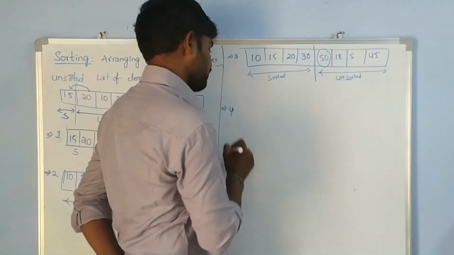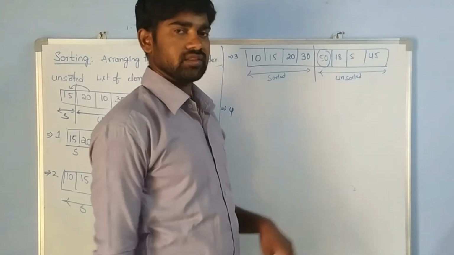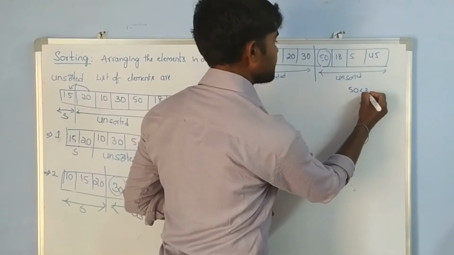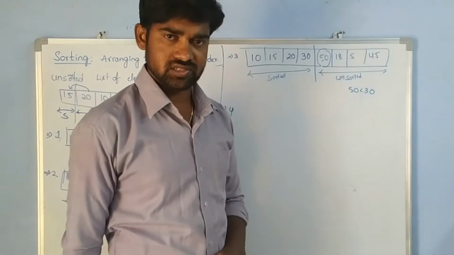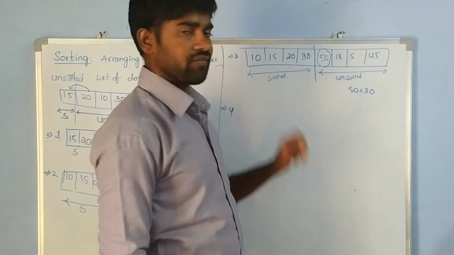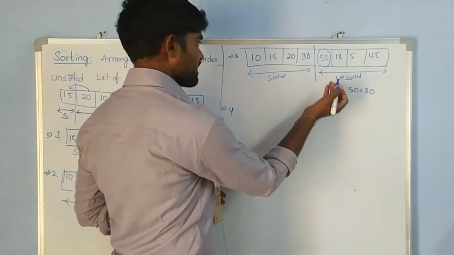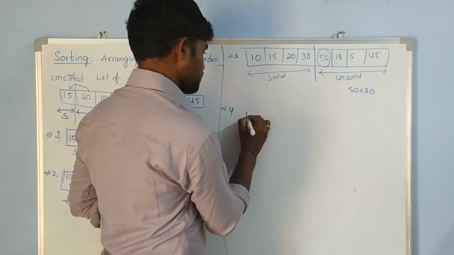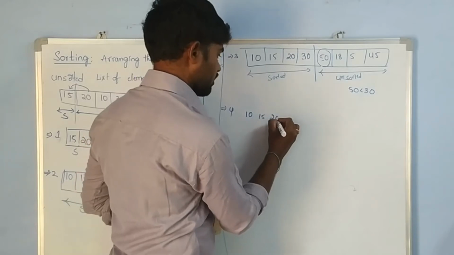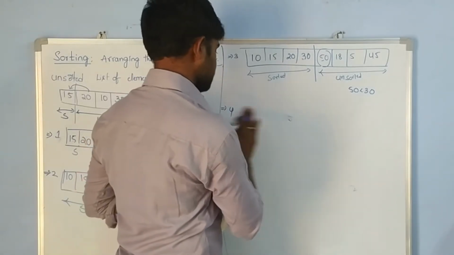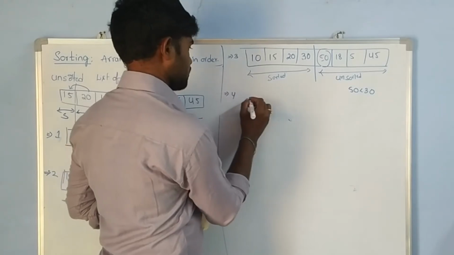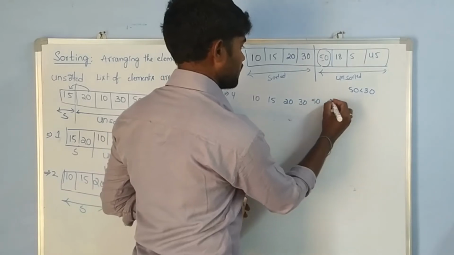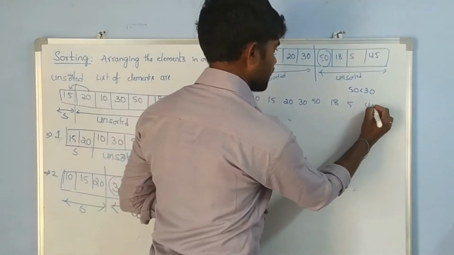In iteration number 4, what is the first element in the unsorted portion? 50. That we have to move into the sorted portion by checking whether 50 is less than 30. This condition is false here. Directly you can place the 50 element after the 30. After placing the 50 into the sorted portion, the list is 10, 15, 20, 30, 50, 18, 5 and 45.